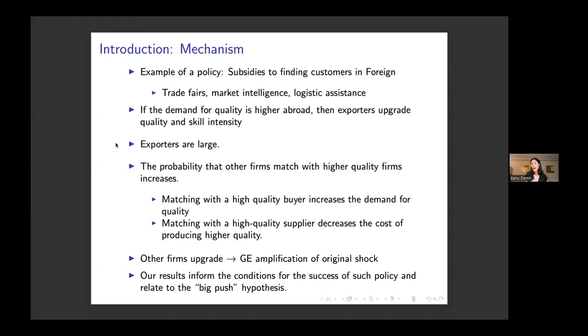And on the other hand, matching with a high quality supplier would simply decrease the cost of quality upgrading for other firms. Therefore, non-exporter firms would also be upgrading. So this implies an amplification of the original shock in general equilibrium. If you think about quality upgrading as a form of technological adoption, then our results are related to the big push literature or hypothesis, which emphasizes complementarities in technological adoption and how these complementarities would lead to potentially large general equilibrium effects of quite small shocks.